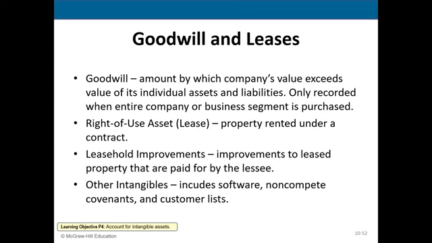Goodwill. This is a term that you may not have heard before. I mean, yes, there's a store called Goodwill, but that's a little different. Goodwill is the amount by which the company's value exceeds the value of the assets and liabilities that it's acquiring. This is very common when one company acquires another company and pays more than what that company is actually worth. We call that goodwill.